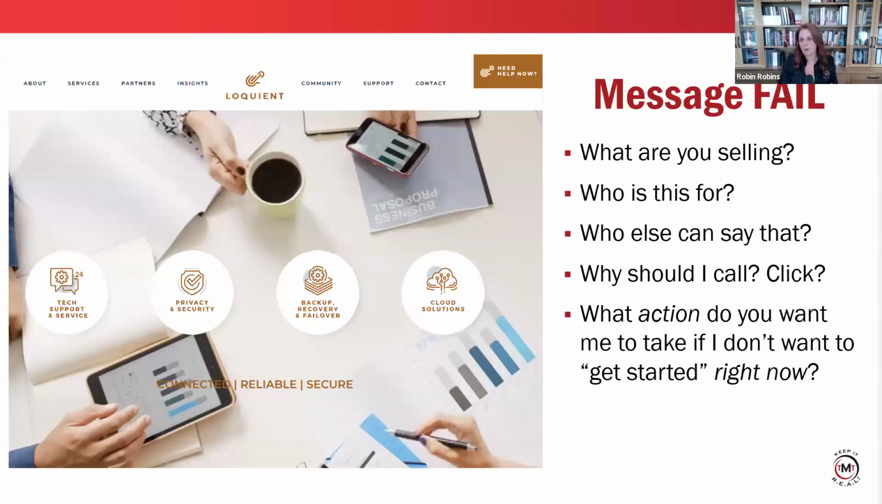This is another example. And I'm not trying to pick on these MSPs. I'm just showing you, like, the site looks really good. I mean, this is not an ugly site, but what are they selling?